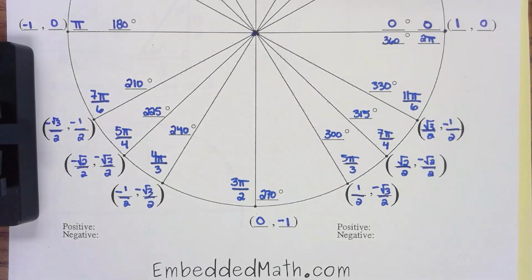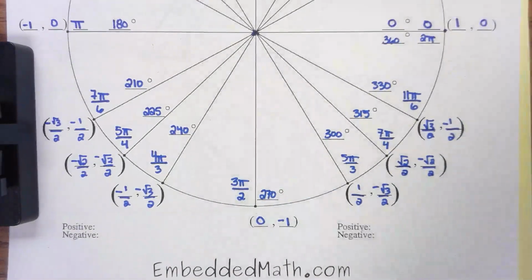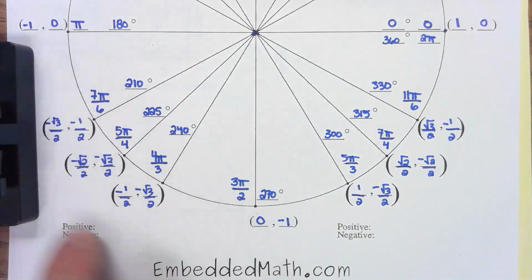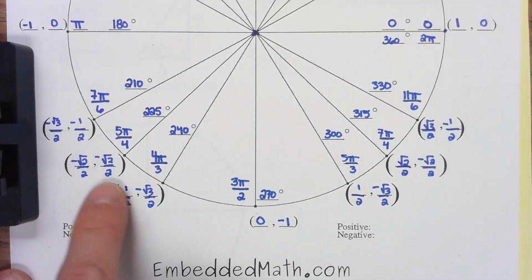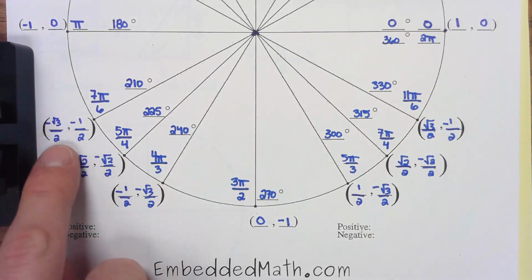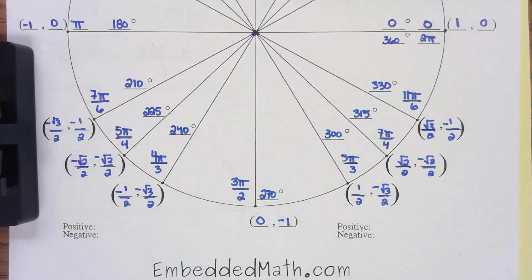So again, your coordinates are all the same values, just a matter of changing the signs. Don't forget that at pi and 180, your coordinates are -1, 0. Then you can check them in the given quadrants. Down here, x and y are both negative, so make sure you're filling them in as negative. And then down at 3 pi over 2 and 270, y is -1, x is 0. And then over here in quadrant 4, the y's are negative, the x's stay the same.